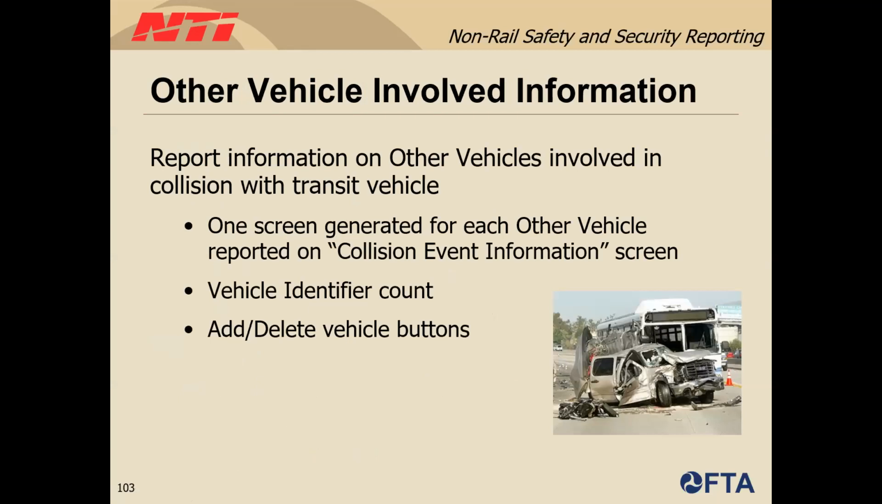If you indicated on the collision event screen that another vehicle was towed, the other vehicle information screen will appear. This screen gathers information about non-transit vehicle or vehicles involved in the collision. If more than one other vehicle is involved, you will need to complete one other vehicle involved information form for each motor vehicle involved. Vehicle counts are included on the form, as well as options to add or remove vehicles.